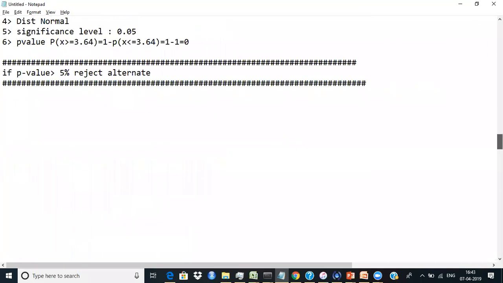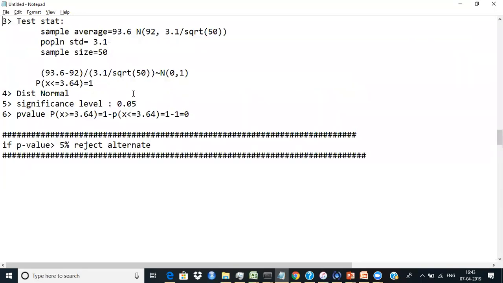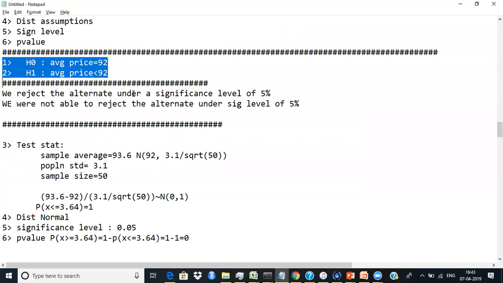Now, next. The only alternate that we have left is the not equal to part, right?